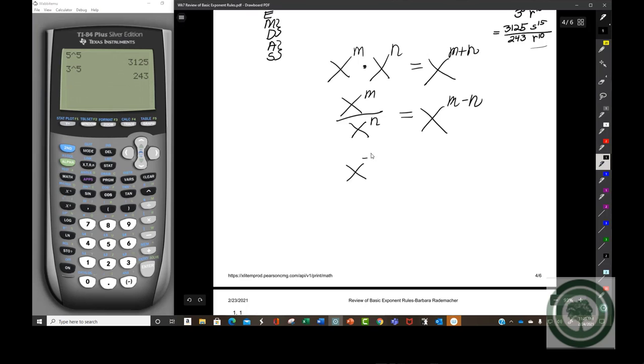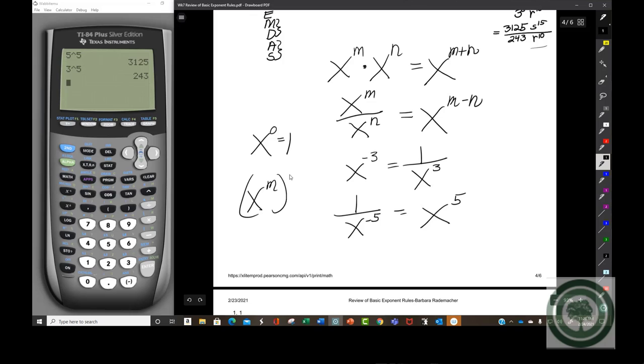And x to the negative 3 equals 1 over x to the positive 3. And 1 over x to the negative 5 equals x to the positive 5. And x to the 0 equals 1. And, oops, x to the m raised to the n equals x to the m times n. So these are your basic rules of exponents that you were first introduced to in beginning algebra or algebra 1.